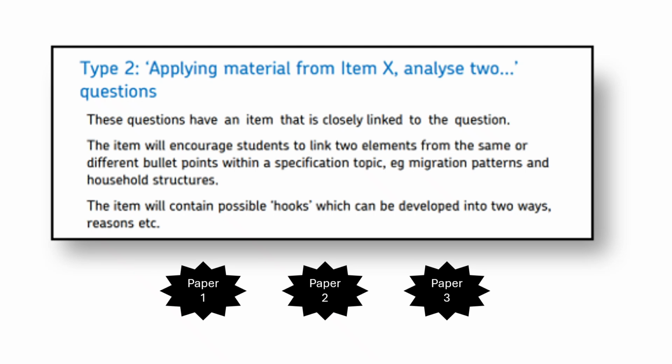The item will contain hooks, and that is really important. If you want to get an A star, you must practice these questions by practicing looking for those hooks. So in the box where they will give you a couple of sentences, you have to find the hooks, and the hooks are hints at what you could talk about, and you're going to have to hook onto that and develop it in two different ways. So there should be two hooks. Sometimes you can use the same hook and develop it in two different ways, but I encourage my students to look for two different hooks. And we'll get onto that. I'm going to show you an example of an item and exactly what a hook looks like.